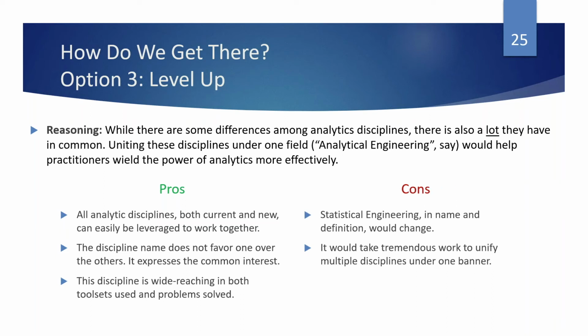Now, the downside, of course, is that ISEA would have to change its name. Statistical engineering would essentially need a name and definition change. And you've got quite the uphill battle because you're basically asking a lot of the folks in the other disciplines to say, we believe this is a good idea, so you should unify, we should come together to do this. So that's definitely a lot of work.